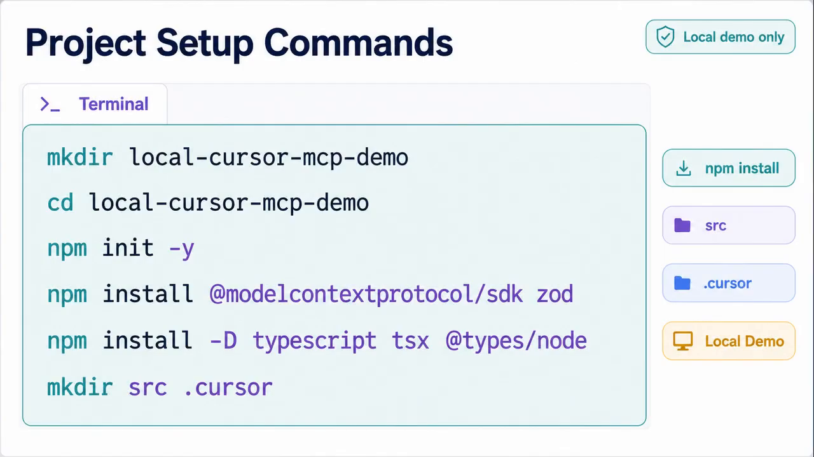From there, the next practical step is project setup commands. The setup creates one local demo project folder. The MCP SDK provides server and transport utilities. Zod helps validate tool inputs. TypeScript gives stronger checks while building. The src folder holds our server code. The .cursor folder holds the project-level MCP config. This keeps the demo isolated to one workspace.